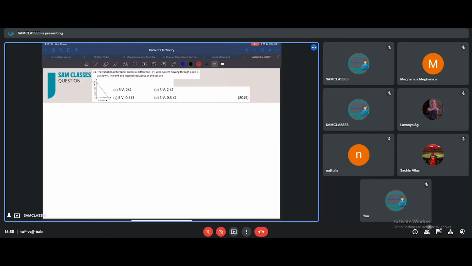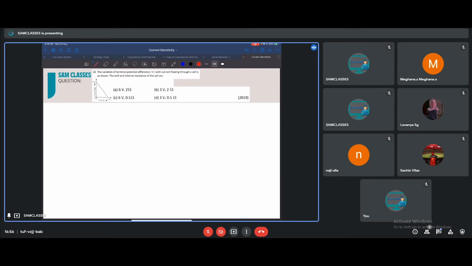Next, we have a graph based question. They have given the variation of potential difference with respect to current, a V by I graph. Now they're asking what is the EMF and internal resistance of the cell.